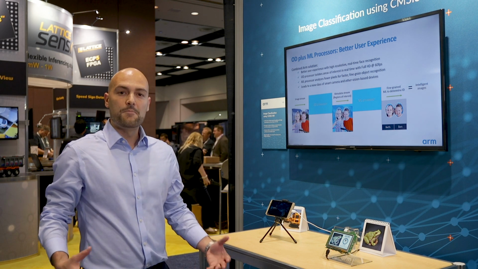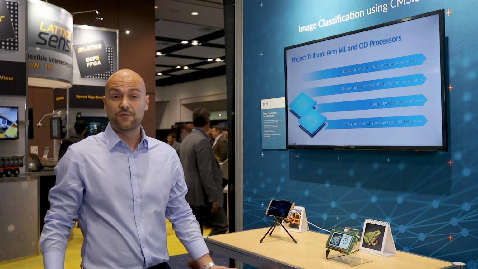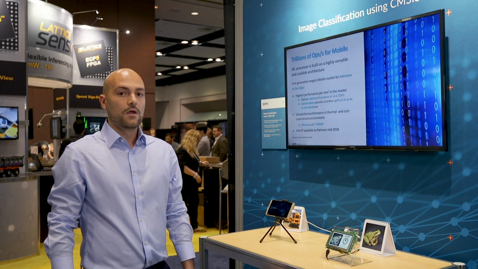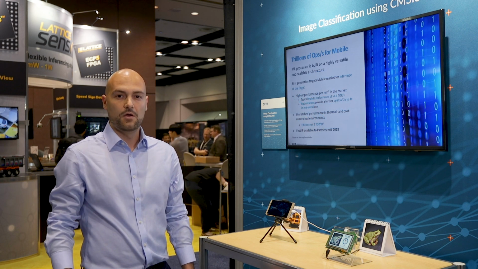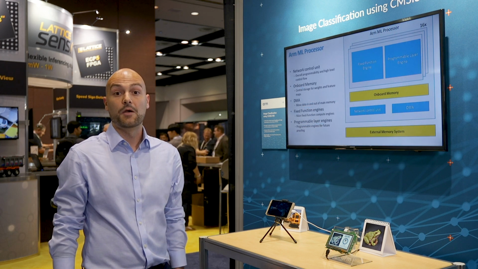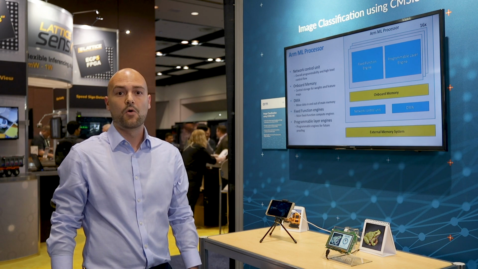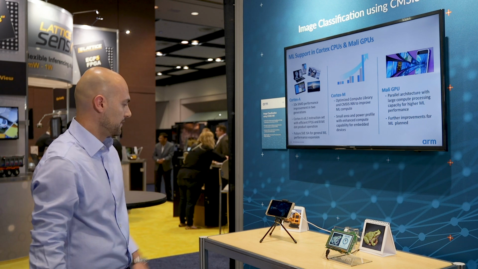ARMNN is our bridge between our frameworks, which can be, for instance, TensorFlow and Caffe, and our ARM IPs. Compute Library, instead, is the main building block to have efficient implementations on our ARM IPs, in particular on our ARM Cortex-A CPUs and on our ARM Mali GPUs. But let's see our demo.